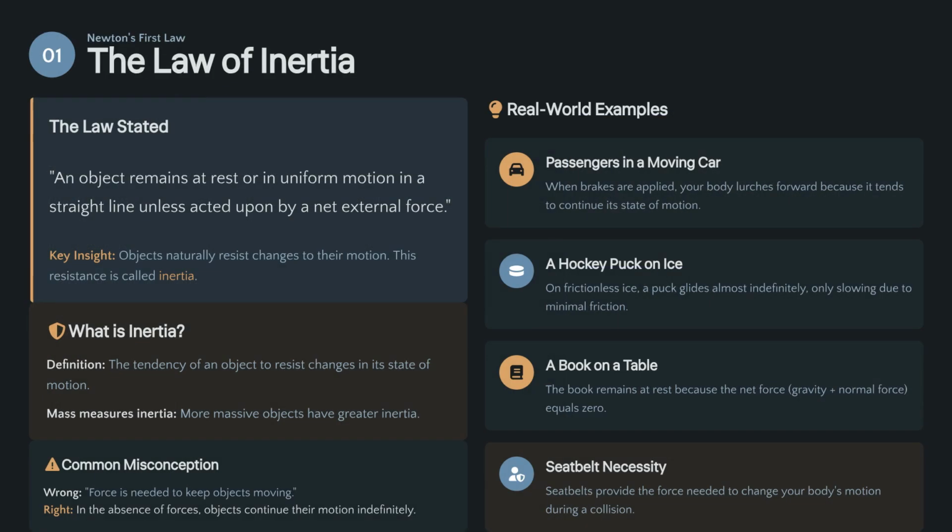Newton's first law, the law of inertia, states that an object resists changes to its motion unless acted upon by a net external force. Mass measures inertia, meaning more massive objects have greater resistance to changes in motion. This explains why your body lurches forward when a car brakes.